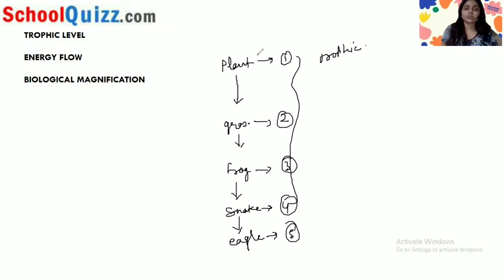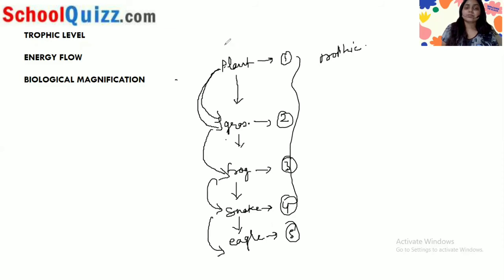Now what is the energy flow? Basically when the plant is eaten by the grasshopper, or when one organism is eaten by another, some energy is transferred from one organism to the other. When the plant is eaten by the grasshopper, the grasshopper by the frog, the frog by the snake, and the snake by the eagle, energy is transferred from the plant to the grasshopper, the grasshopper to the frog, the frog to the snake, and the snake to the eagle.